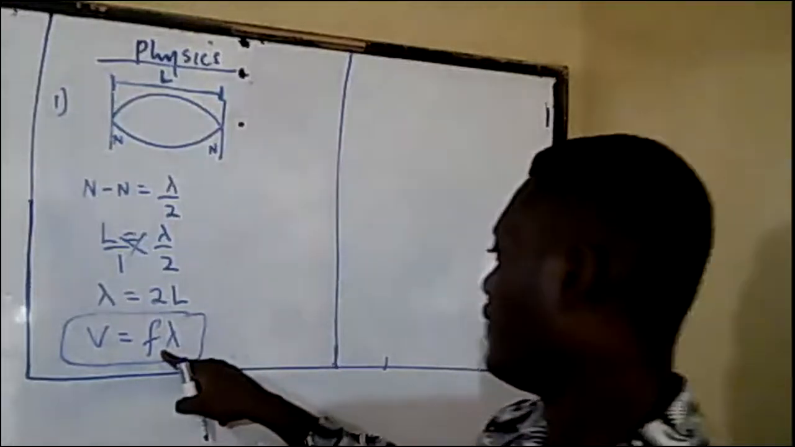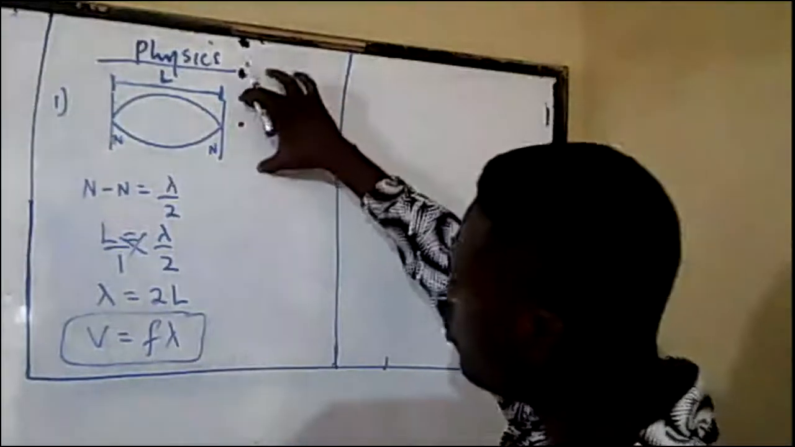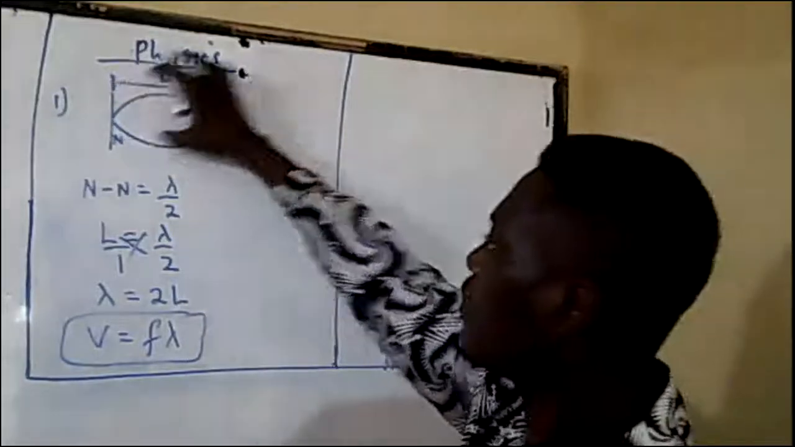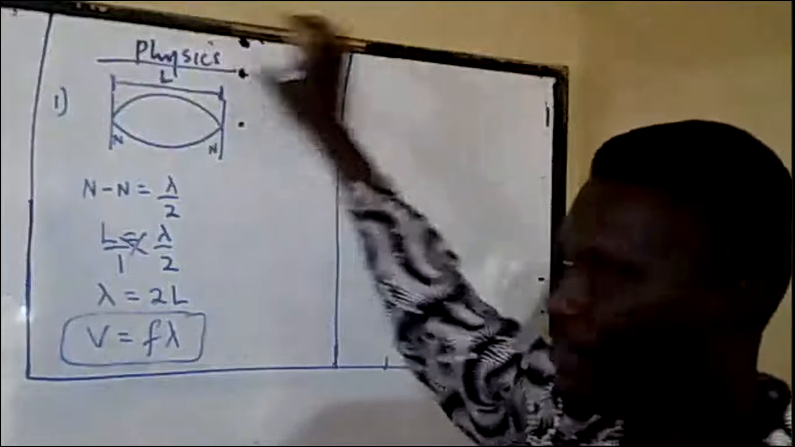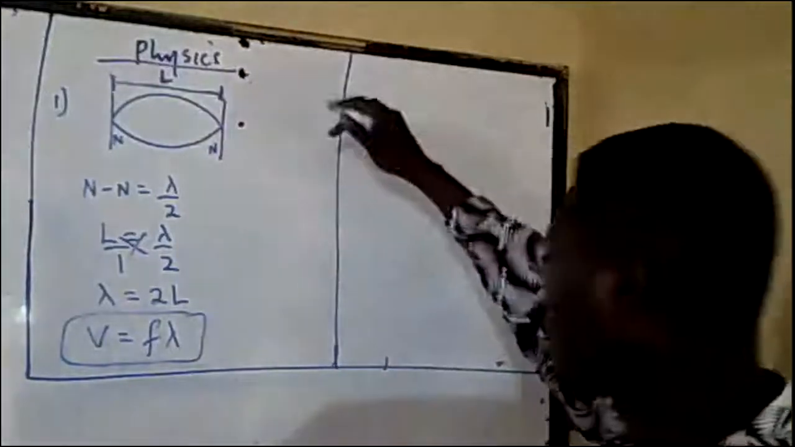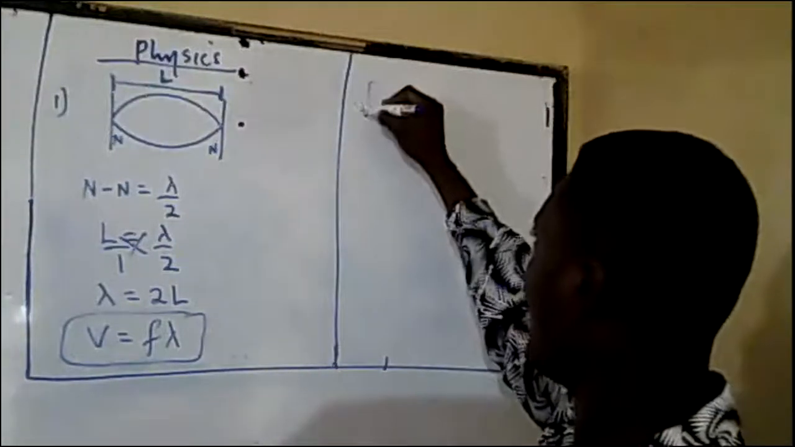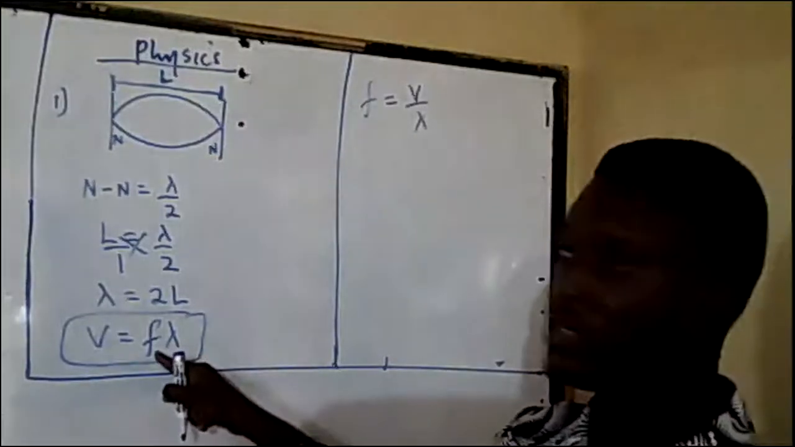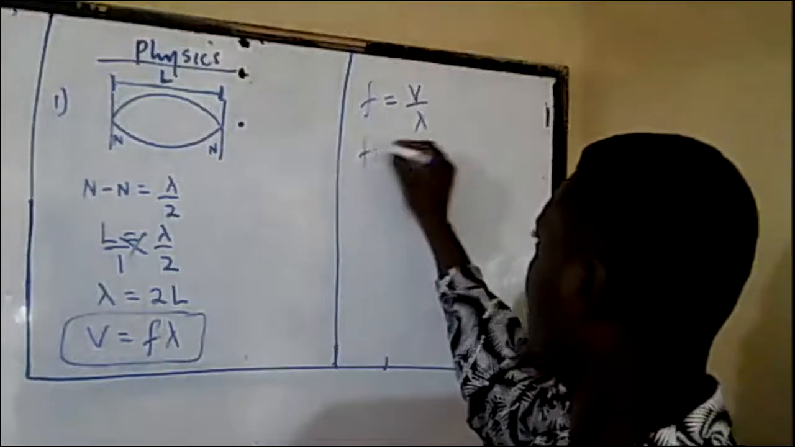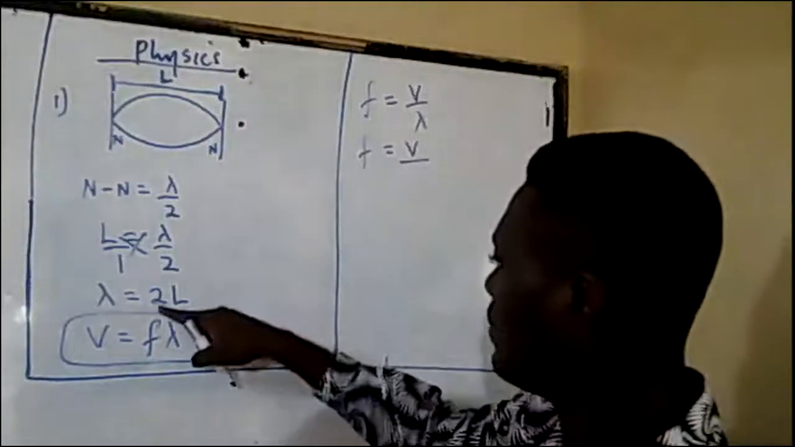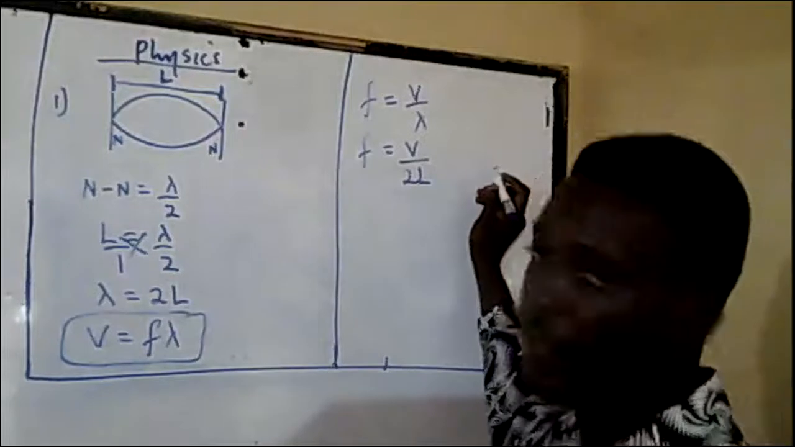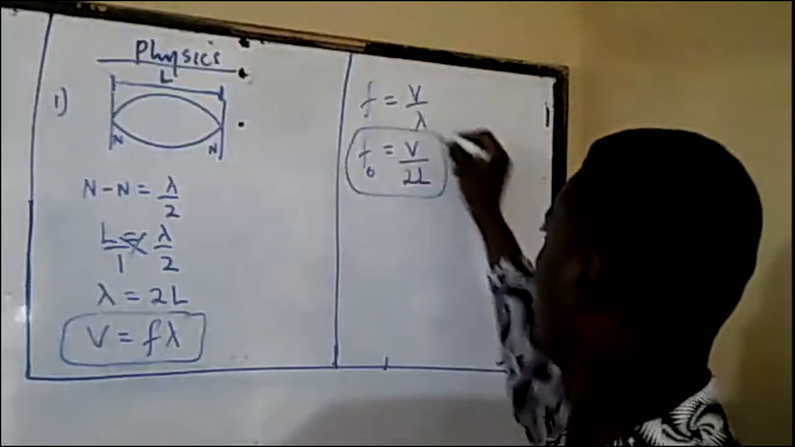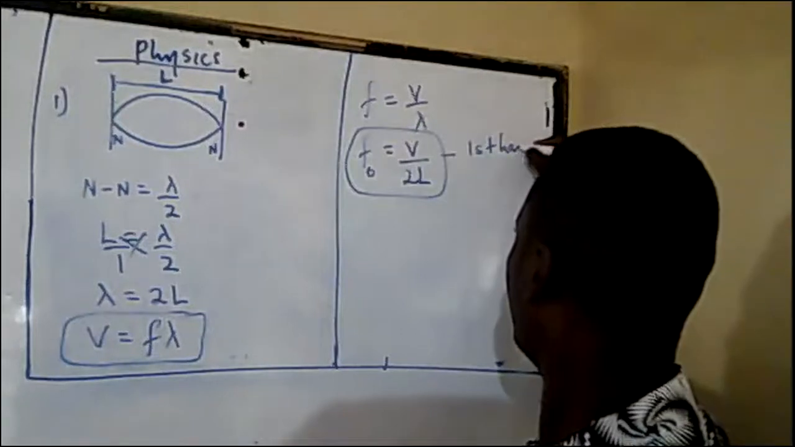So from V equal to F lambda, because we want to know the harmonics and overtones that occur in a string instrument, we are dealing with the first loop first. So F is equal to V over lambda, right? Making F the subject of the formula. So our F will give us V over, what is lambda here? We have 2L. So that is the first frequency, F is equal to V over 2L. This is your first harmonic.